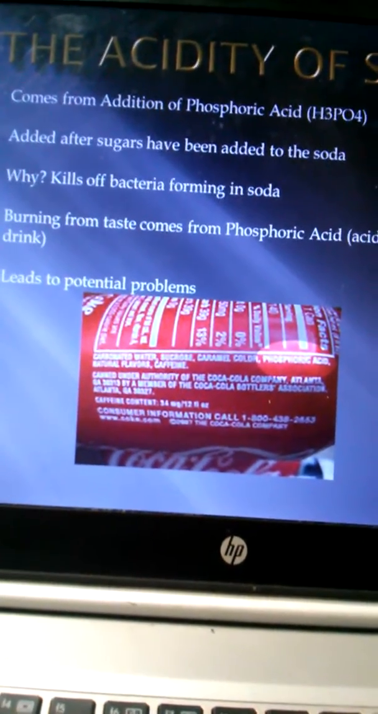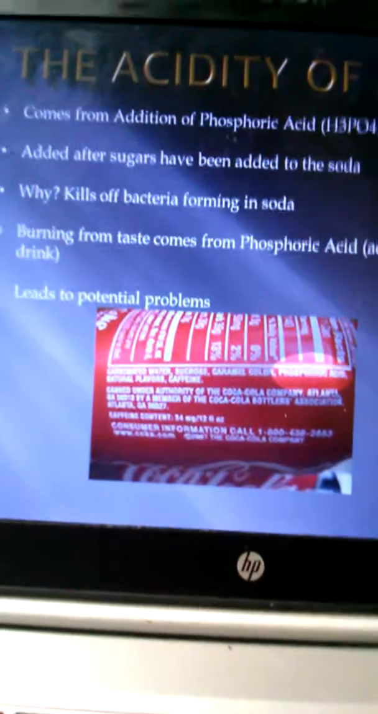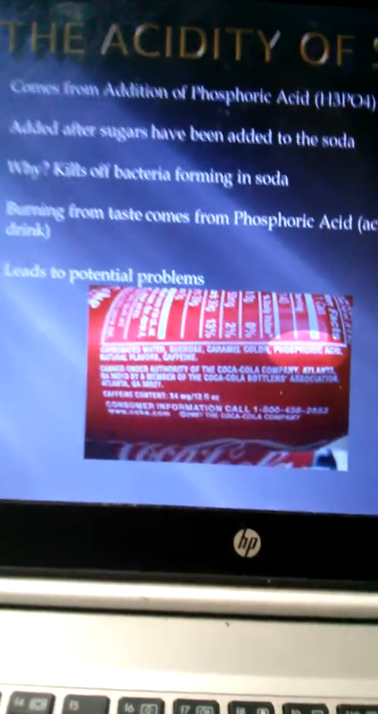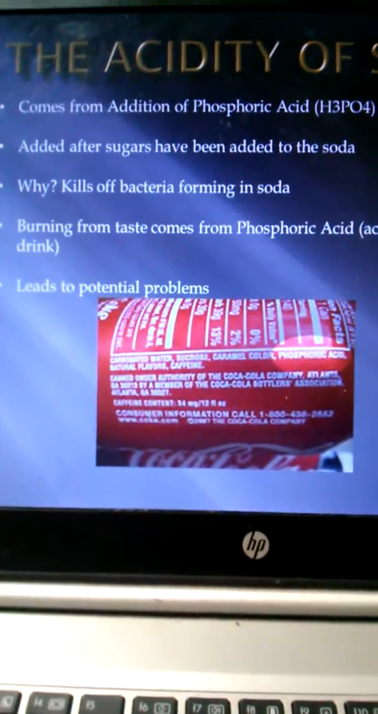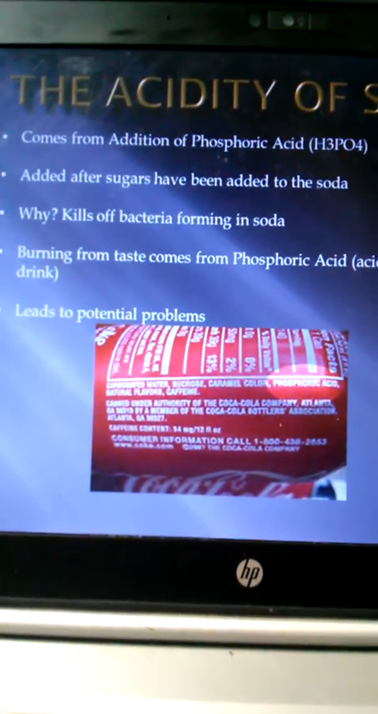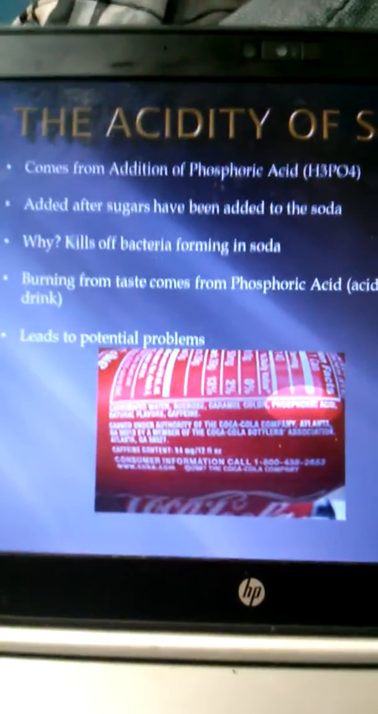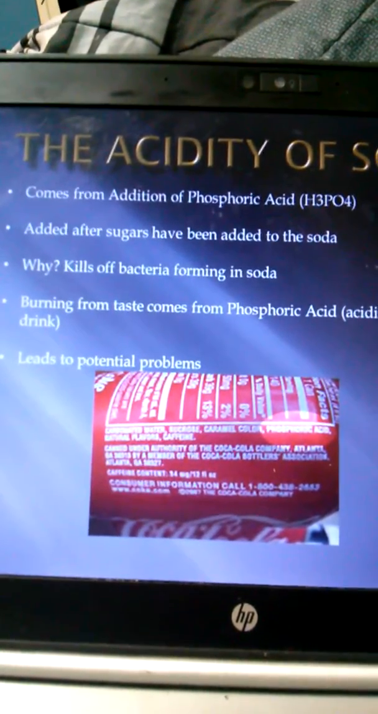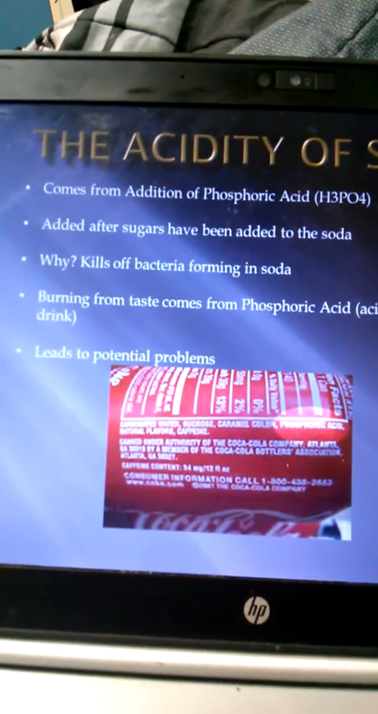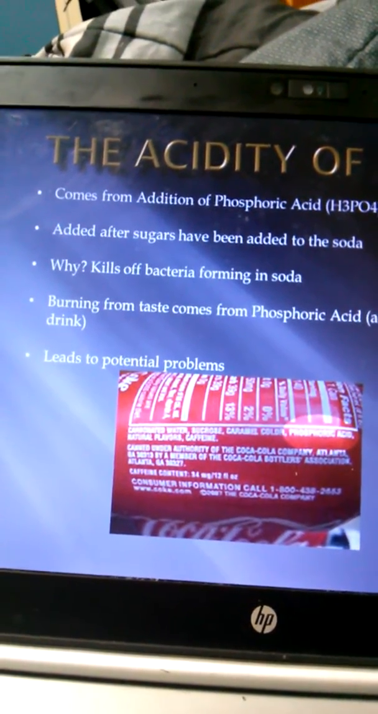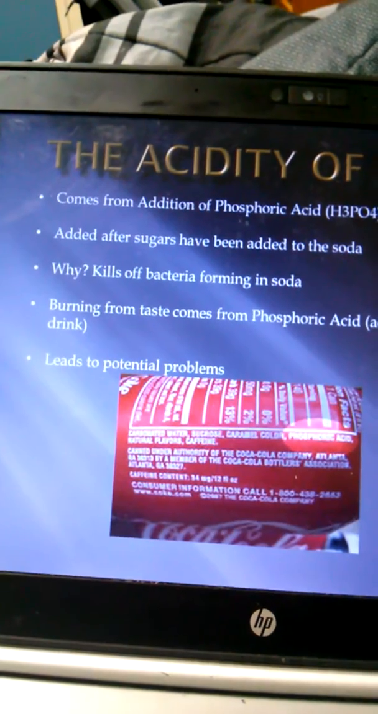Interestingly enough, though, the pH of just regular phosphoric acid is 2.1. On a pH scale, 7 is a neutral pH, and anything less than 7, if it goes from 6 to 5 to 4, becomes more acidic. So imagine 2. That's like a pretty strong acid. So that soda that we're drinking, it's pretty acidic. That's what the burning sensation comes from in the taste.